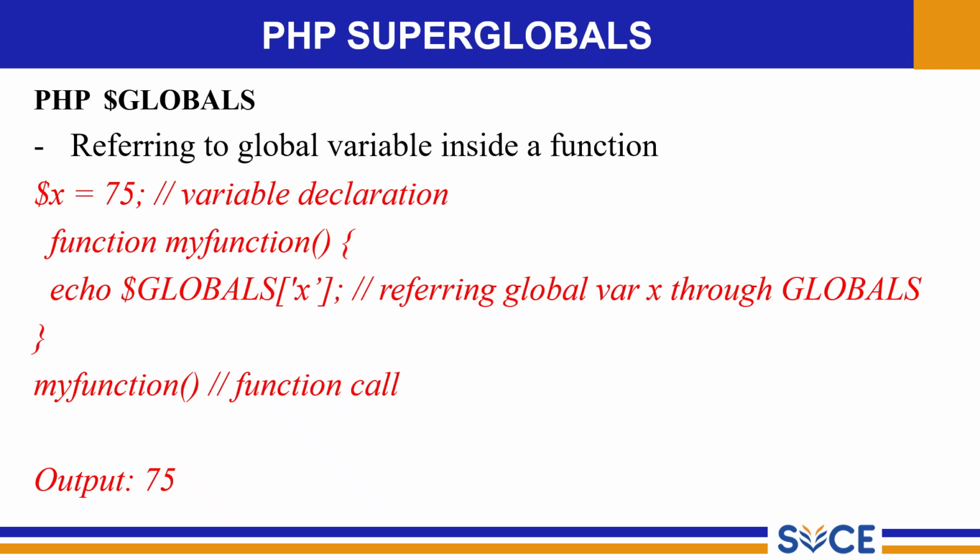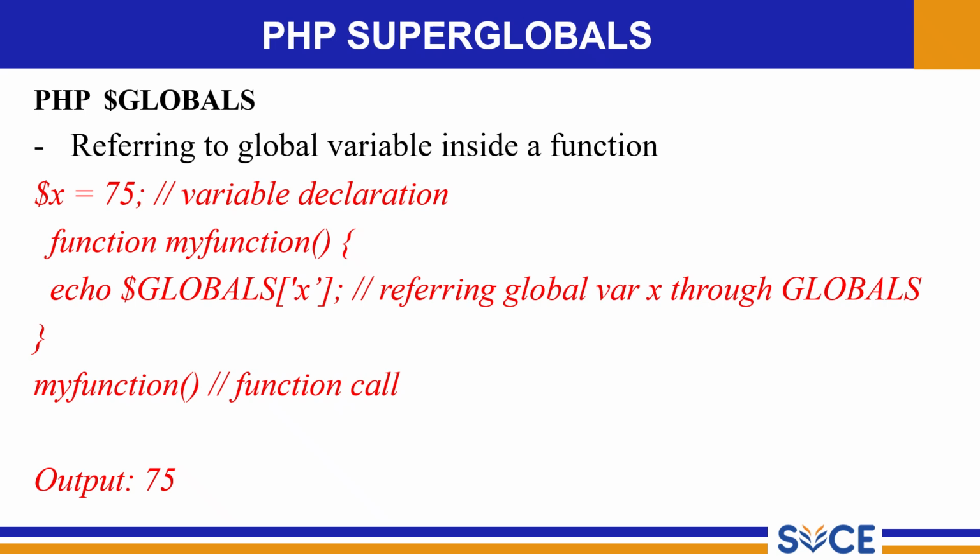Now we will see how to access the global variable inside a function. Let us consider the given code. The first line declares a global variable $x and 75 is stored in it. It is defined in the global scope. Then we define a function called myFunction. Inside the function, we want to access the global variable $x. Normally, variables declared outside a function are not directly accessible inside the function. But here, we use the $GLOBALS superglobal array to access it.